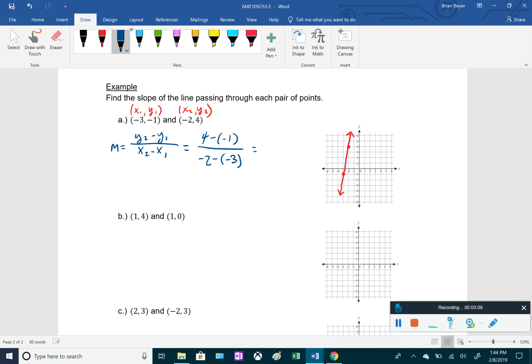Calculating this, we get 4 minus -1, which is 5. That's 4 plus 1. -2 minus -3 is -2 plus 3, which is 1. So the slope here is going to be 5. That's a positive slope. Positive slope means the function is increasing, which just means it's rising from left to right. We can also see on this graph, it goes up 5 units and then to the right 1. So rise over run, up 5 to the right 1.